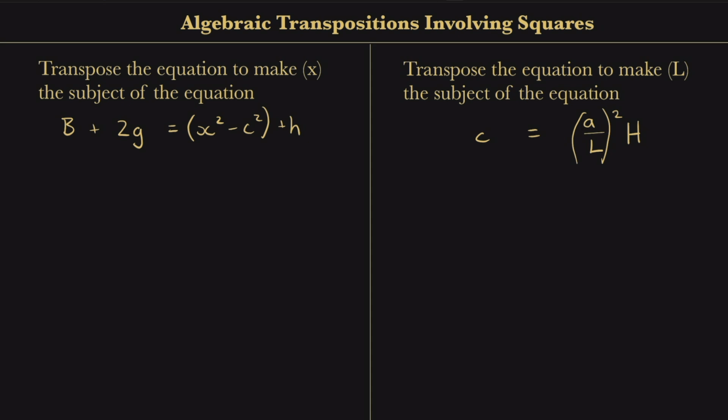All right, so this left-hand side, transpose the equation to make x the subject of the equation. All right, I'm going to just go through this quite quickly. So x is in here, so we need to take h off both sides, take h, rewrite it, b plus 2g take h equals x squared take c squared, and those two are going to cancel each other out.